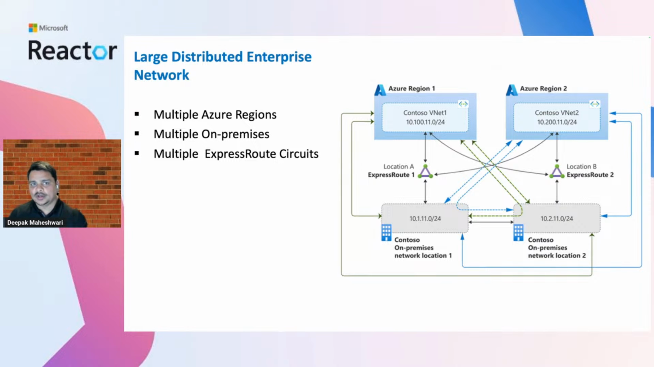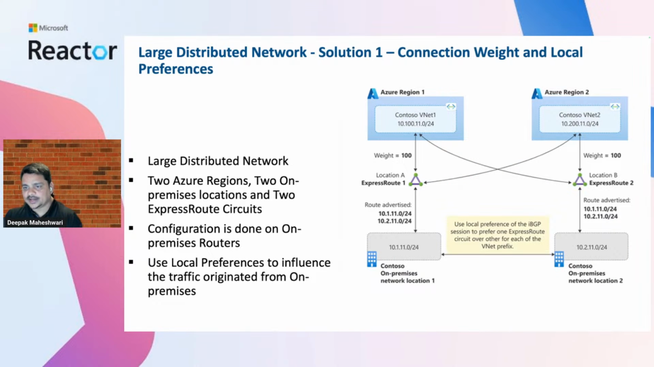Now, let's talk about large and distributed enterprise networks. Now, we take it to the next level and talk about what happens if you have multiple on-premises locations. Two is just for an example, but you could have multiple on-premises and multiple Azure regions as well. In that case, you have solution one, which is using the connection weight and local preferences. I can have my traffic advertised on both of my on-premises routers. I will use the local preferences for my on-premises router, and I will also use the weight, which is the property I configure in the Azure portal.